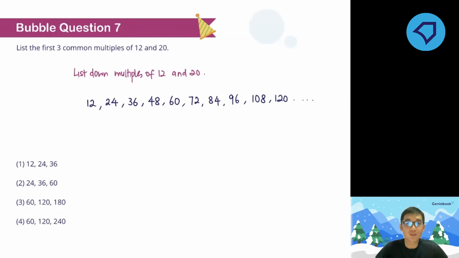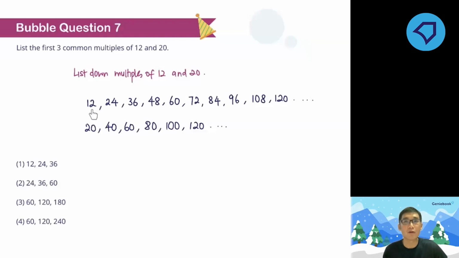Okay, then for multiples of 20, just keep adding 20, 20, 40, 60, 80, 100, 120, and so on. Okay, time is up. Let's go through this question together. Okay, so I have already helped you out by listing out some of the multiples of 12 and also some of the multiples of 20.